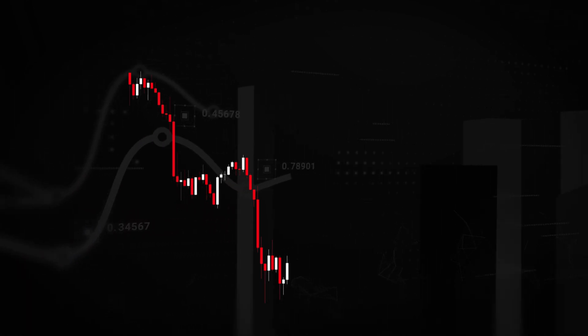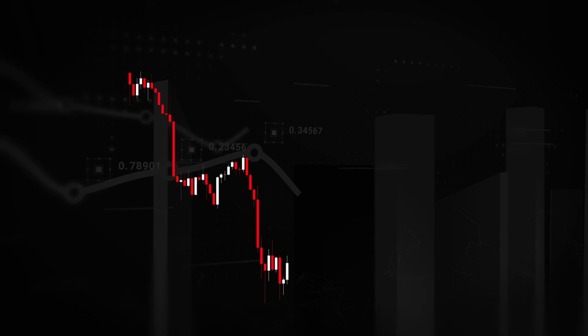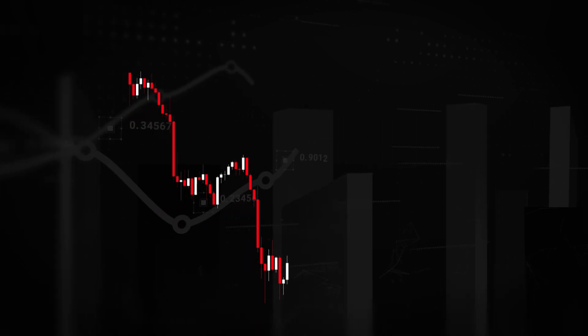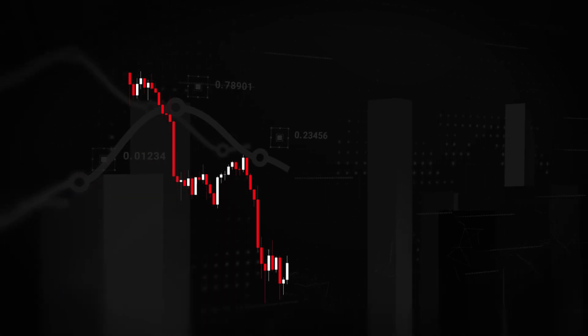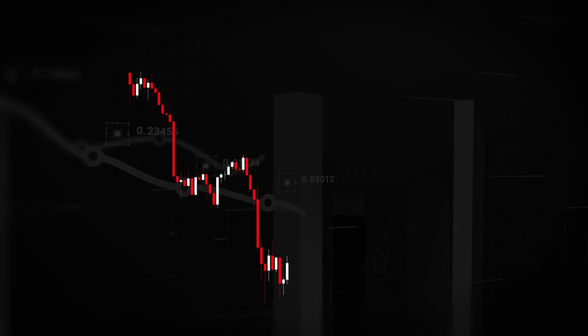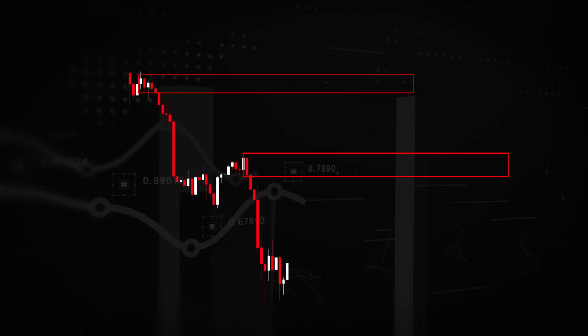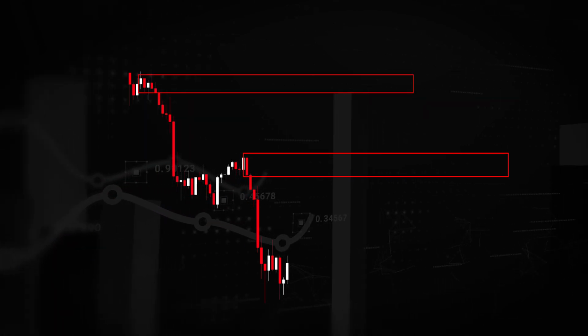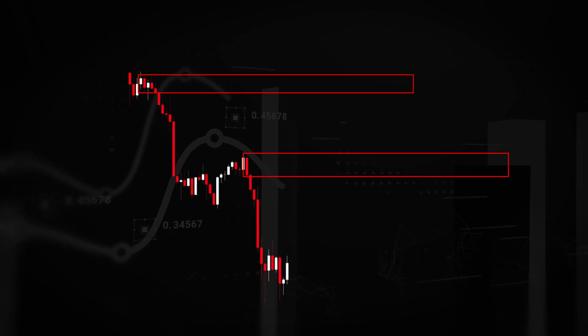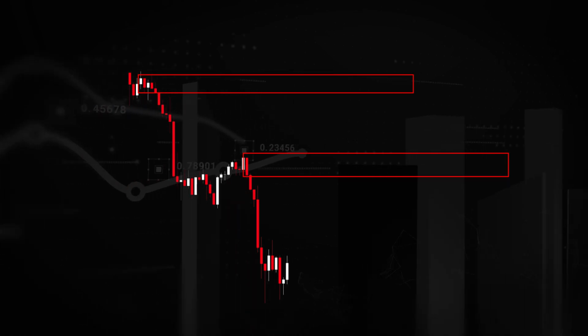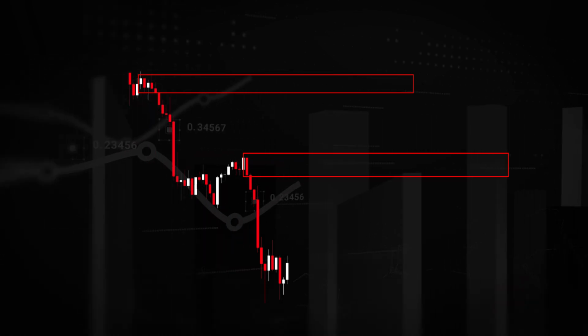Mark the previous candle. Once you spot the momentum candles, locate the candle immediately before this move started. This is crucial as it represents the origin of the supply. Draw the supply zone. Use your rectangle tool to draw a box around the high and low of the identified candle. Extend this box to the right, creating your supply zone.